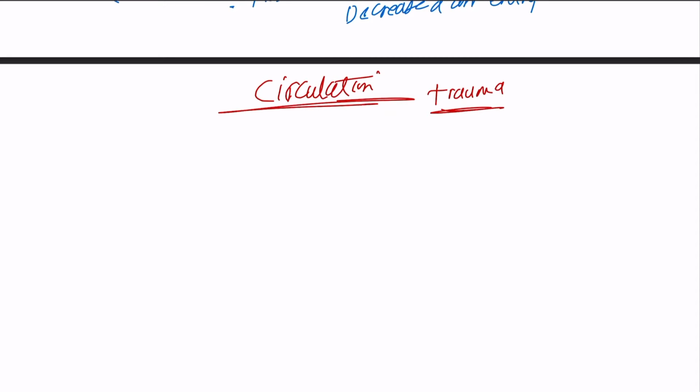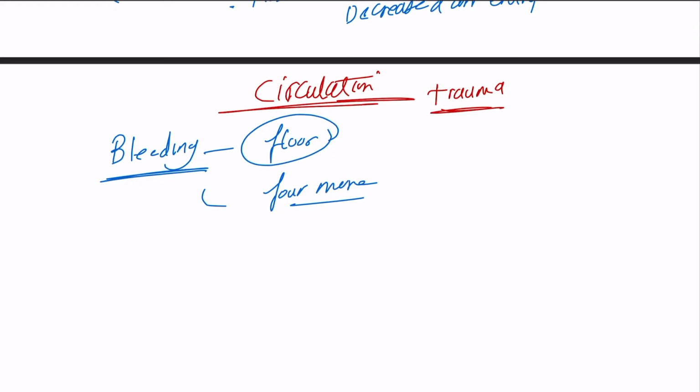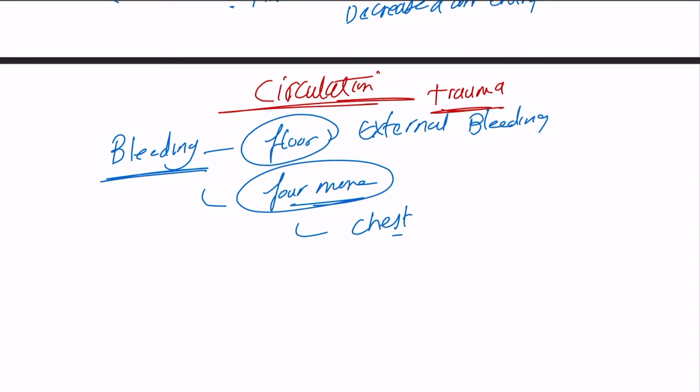Okay, and then we can move into circulation. And in circulation in a trauma setting, we are basically assessing bleeding. So we need to rule out bleeding, and we'll always mention it: bleeding on the floor and four more. So on the floor means this is an external bleeding, and four more means bleeding in the chest or the mediastinum, or a hemothorax, or around the pericardium, around the heart.